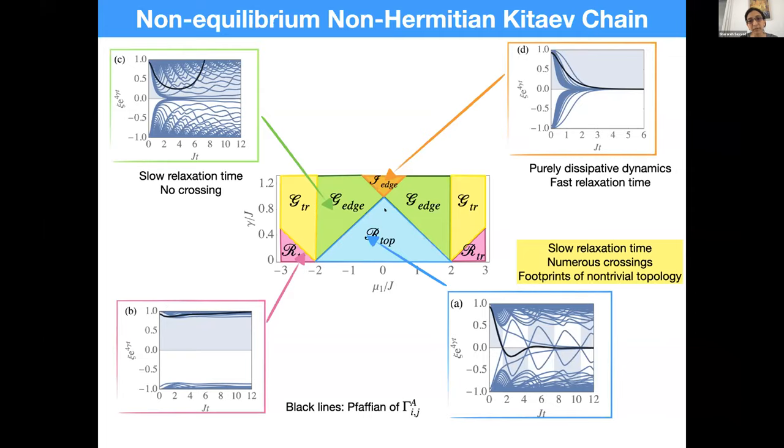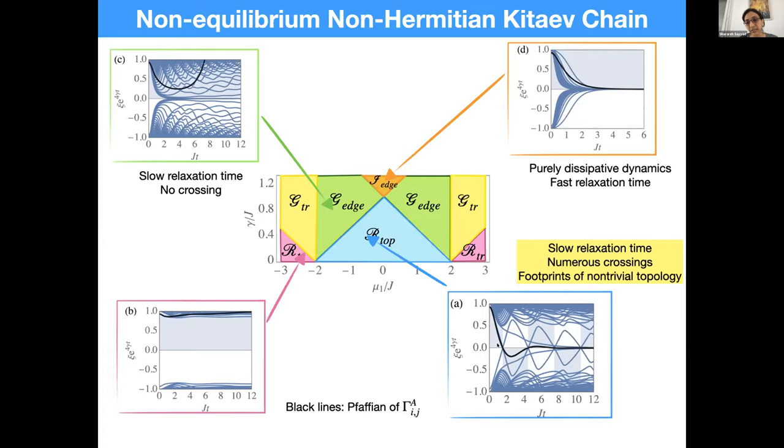But now we will be very intrigued when we look at the topological phase, because in this phase, we can not only detect the relaxation dynamics in this system, but we also see that there are two pairs of modes, which undergo crossing points, basically these points.